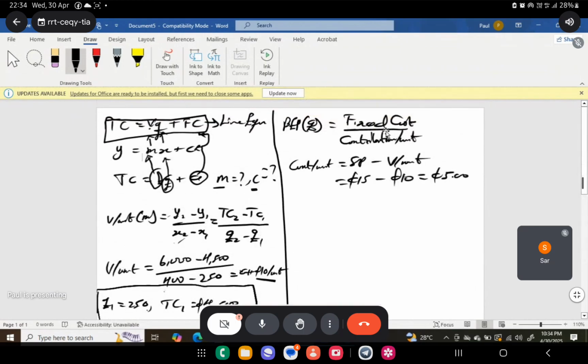So therefore, the break-even point in quantity, or quantity to break even, any which way you write it, becomes your 2,000 Ghana cedis divided by the 5 cedis, which is the contribution. And that will give us 400.